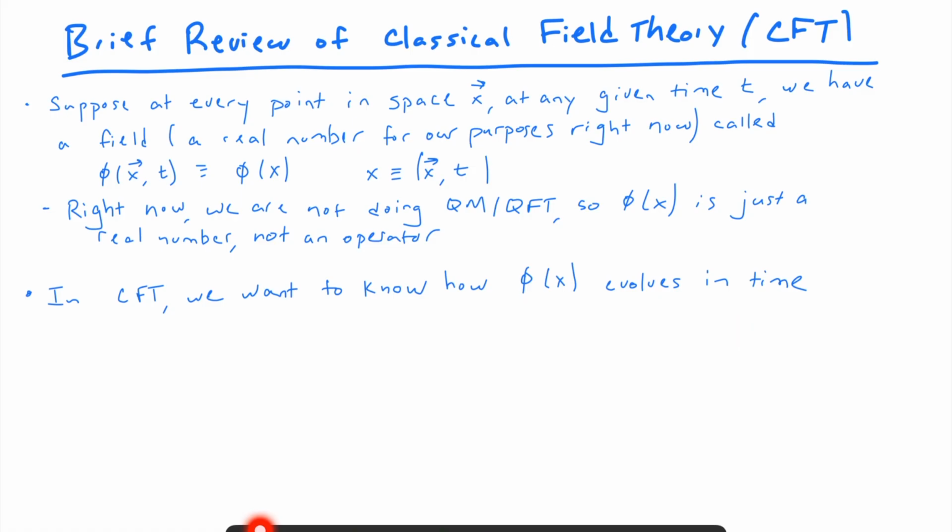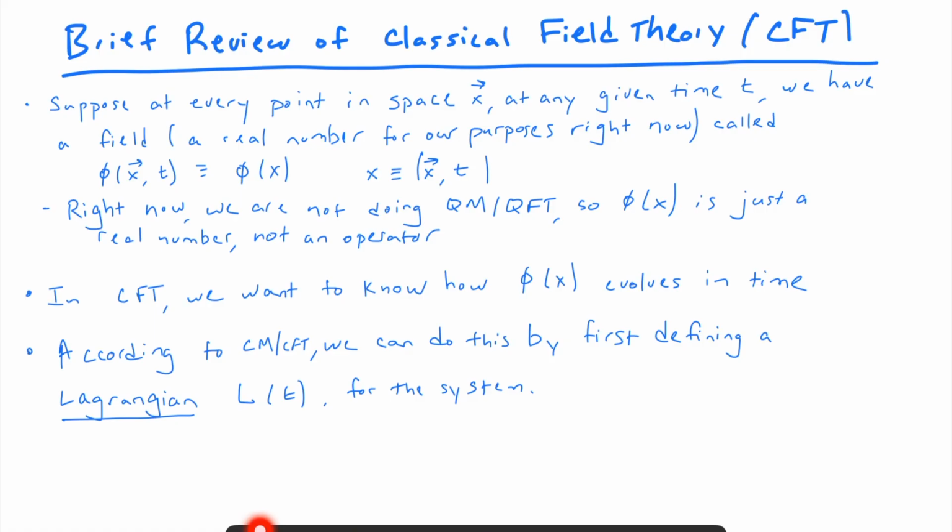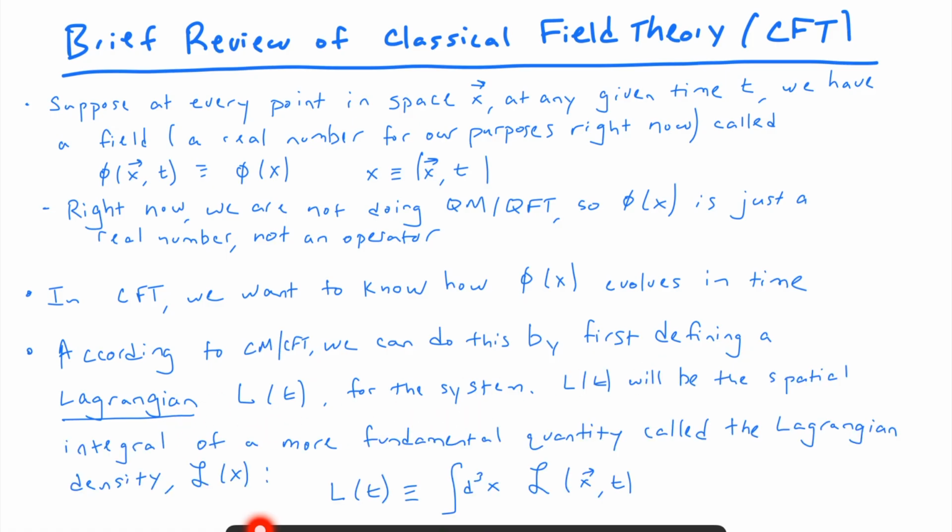So just like we want to know how the particle evolves in time, we want to know how phi of x evolves in time. We do the exact same kind of formula. According to classical field theory, we do this by first defining a Lagrangian L for our system. L of t will be the spatial integral of a more fundamental quantity called the Lagrangian density, and it's an L written in calligraphy. We'll use this so often that sometimes by accident or even in real textbooks on purpose, you're going to just call this the Lagrangian, but technically this calligraphic L is the Lagrangian density, which applies for classical field theory. So what does that mean?